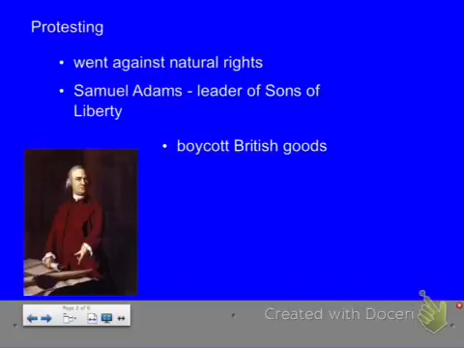Other than the fact that they're boycotting, what other types of things are they doing to try to get things through? Because remember, if you have ships coming in, you've got these custom officials who are stopping here and checking everything on your ship. What else are they doing to try to get things into the colonies? Zach?